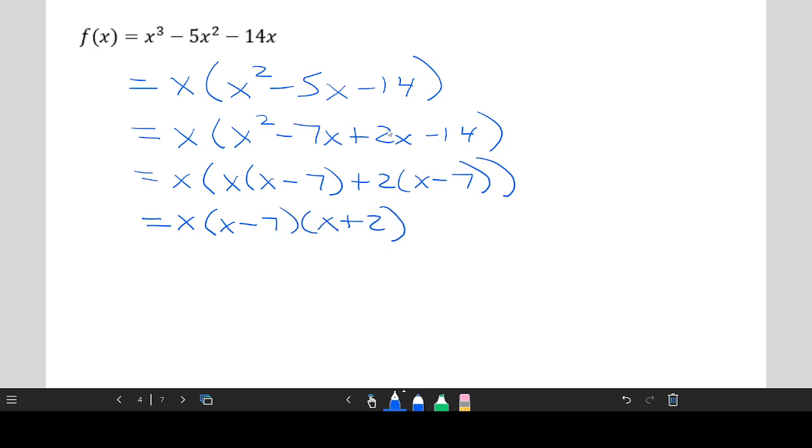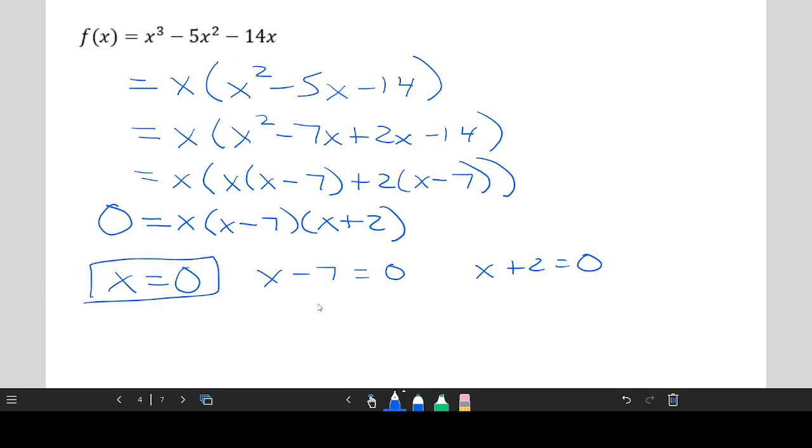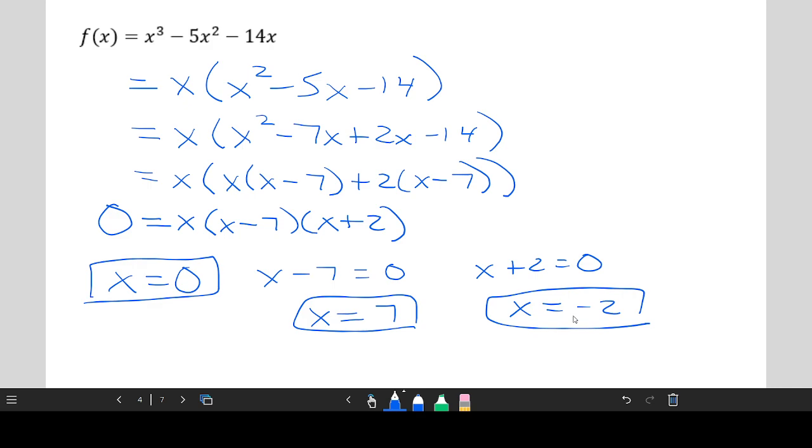Sometimes I see students get so busy factoring the quadratic they forget that we had an x here, right? So just make sure that at the end your polynomial has the same degree as what you started with. We had an x cubed here, so we should see three different factors here that have an x. And so now if we want to know what x values make this equal to 0, we can just set each of those three factors equal to 0. And so we have 0, 7, and negative 2. Those are the zeros of this function.